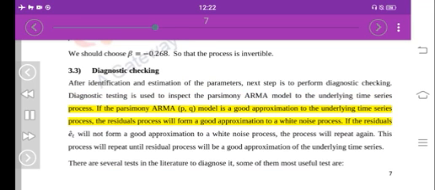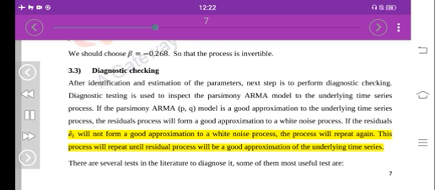If the parsimonious ARMA (p, q) model is a good approximation to the underlying time series process, the residual process will form a good approximation to a white noise process. If the residuals e_t do not form a good approximation to a white noise process, the process will repeat again. This process will repeat until the residual process is a good approximation of the underlying time series.